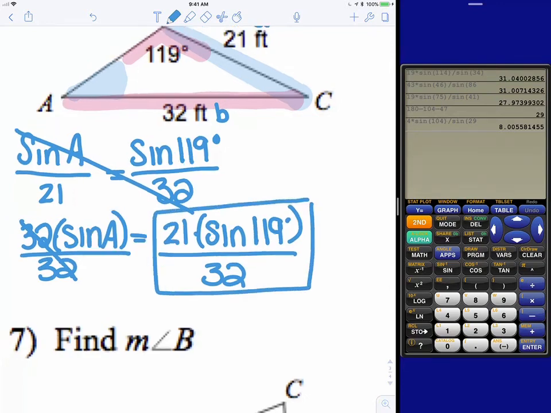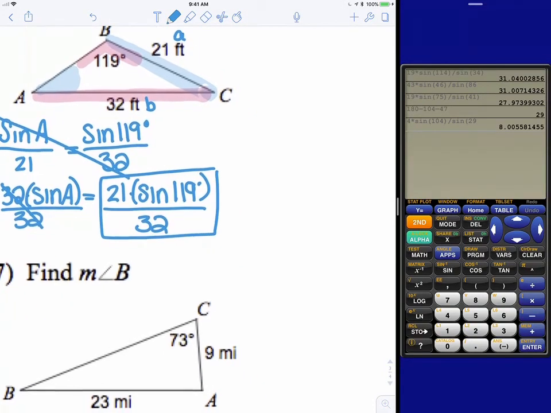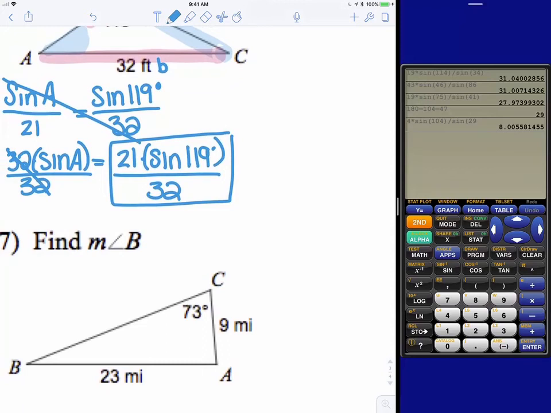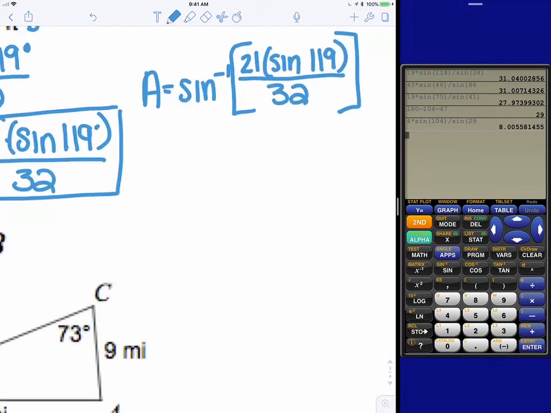Well, if I want to find just A, then I need to take the inverse sine. So if I want to find just A, then I have to take the inverse sine of that ratio, 21 times the sine of 119 over 32. Okay, so we're going to do the inverse sine of all of this right here.